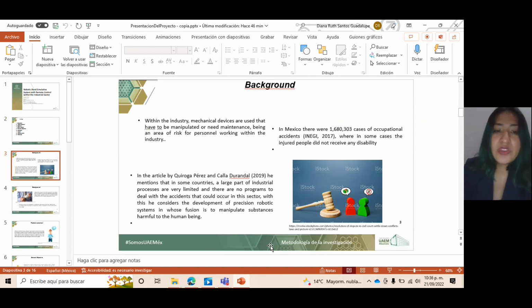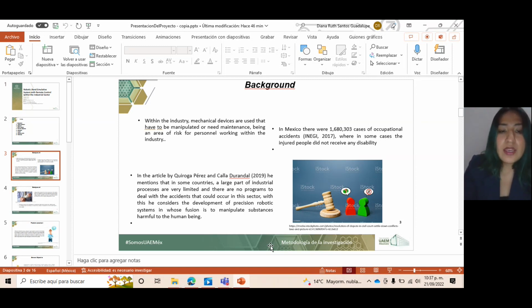Within the industry, mechanical devices are used that have to be manipulated or maintained in an area of risk for personnel working within industry. In Mexico, there were cases of occupational accidents, where in some cases the injured people were left with a disability.